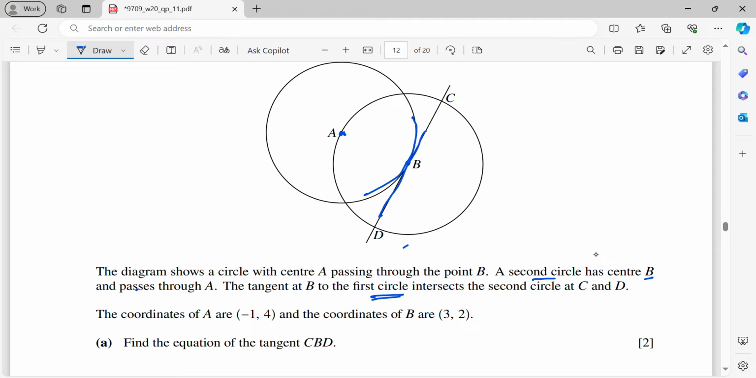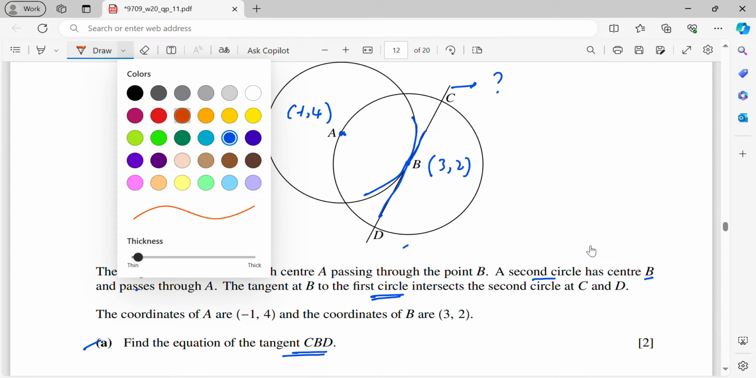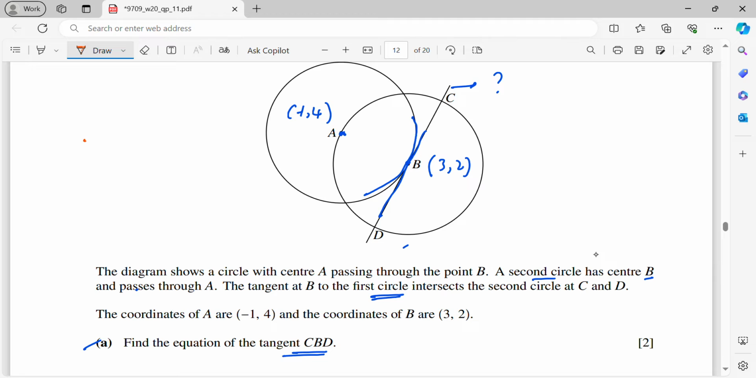Now the coordinates of A are minus 1, 4. So here minus 1, 4. And B will be 3, 2. Now first part, find the equation of the tangent CBD. Okay, how to find this line? Now for your information, firstly it is mentioned tangent CBD. That means, from A to B, it will be 90 degrees, because a tangent is perpendicular to the radius from the center.